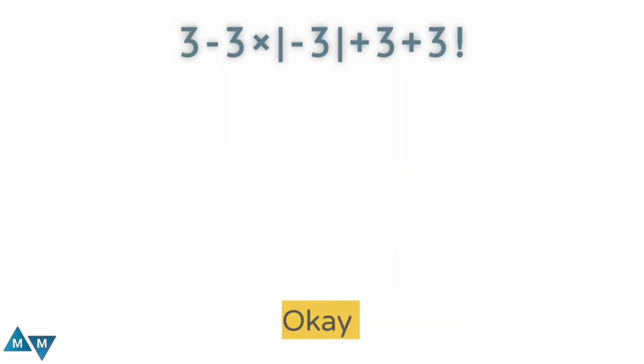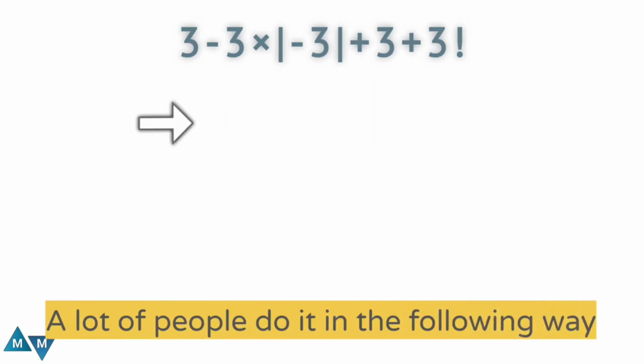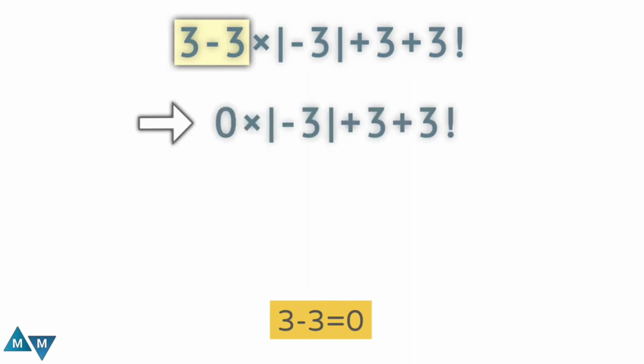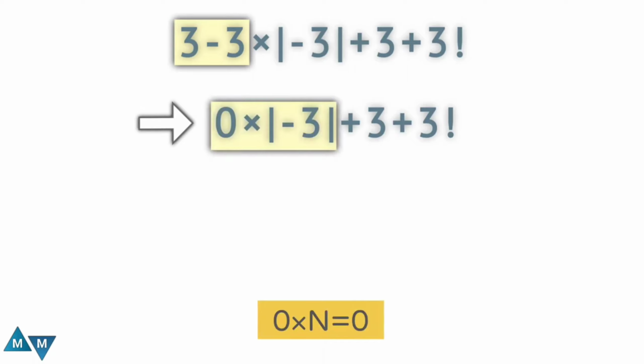Okay, we've seen a lot of people do it the following way. Look at 3 minus 3 is 0, right? It's going to be 0 times modulus of minus 3 plus 3 plus 3 factorial, right? Then we'll see, in mathematics 0 times any number gives 0, right? And it becomes 3 plus 3 factorial.